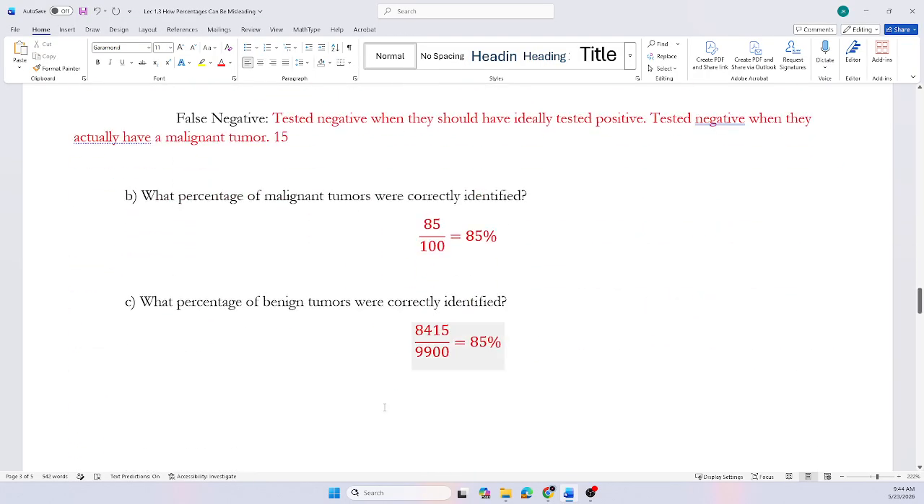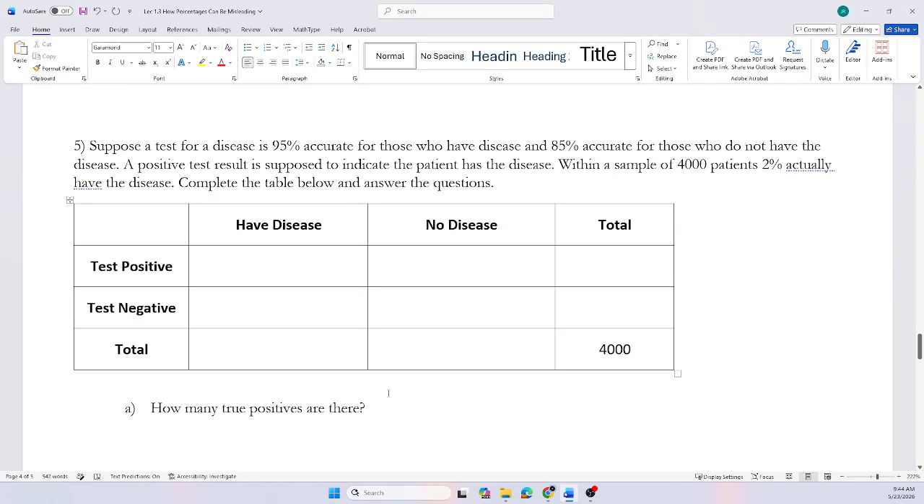So let's go ahead and do one last example, kind of playing around with this. Kind of start off with a blank table here. So suppose you got a test for a disease that's 95% accurate for those who have the disease and 85% accurate for those who do not have the disease. So a lot of times these diagnostics will have different accuracy ratings under different conditions, whether environmental or other such reasons. Now in this case, a positive test result is supposed to indicate that the patient has the disease. Suppose within a sample of 4,000 patients, 2% actually have the disease. Complete the table and answer the questions.